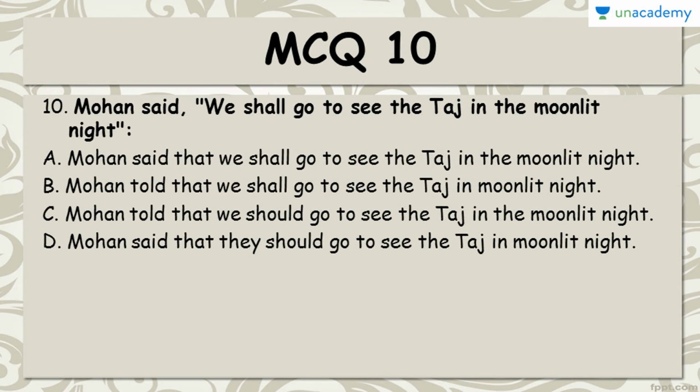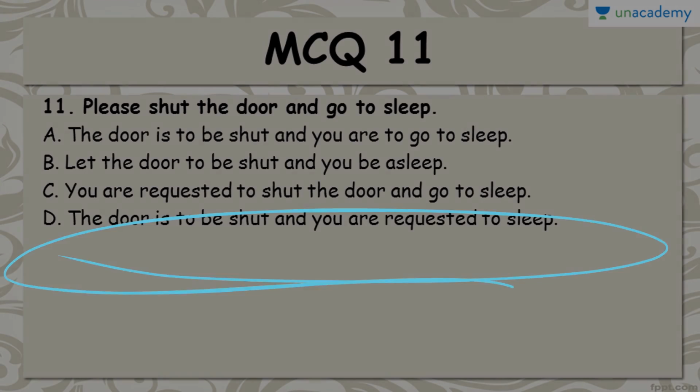First of all, said that has to be used. Therefore, we eliminate B and C because we've already used said in this case. A and D are the only ones left. We shall go, that will be changed because we cannot use first person or second person when we are reporting speech. The reported speech has to be in third person, and therefore D has to be the correct answer.